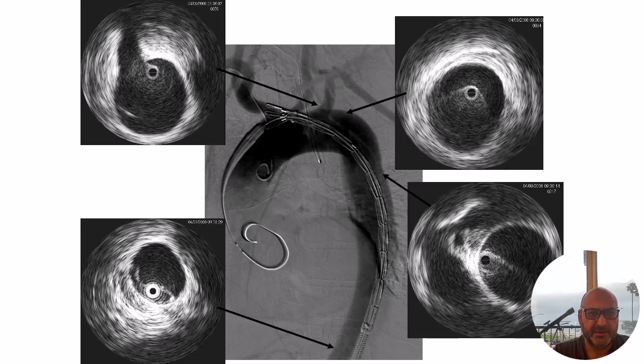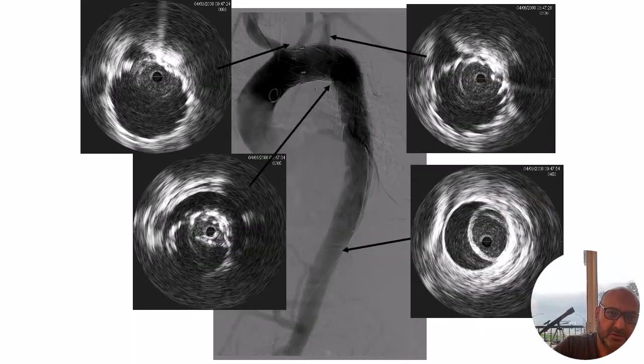This is another dramatic example where you have type B dissection. This patient had a left carotid subclavian bypass. If you look at these black arrows, they're corresponding to the area of the aorta. So again, the false lumen here is bigger than the true lumen, but down in the descending aorta, you see the true lumen gets smaller in the abdominal aorta, above the celiac. Look at that false lumen, it's so small.